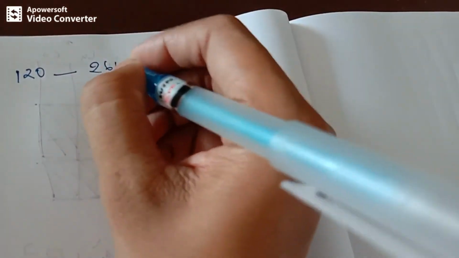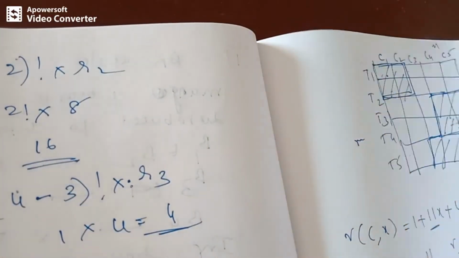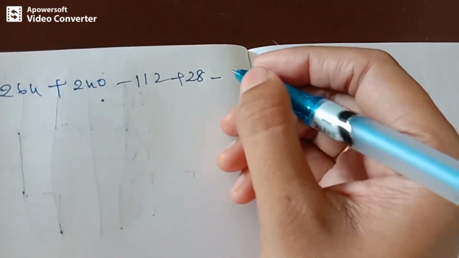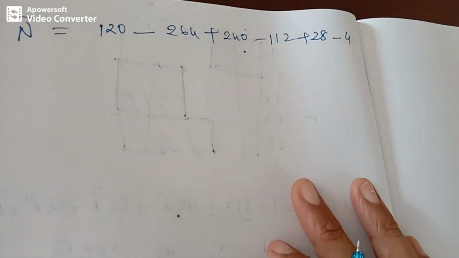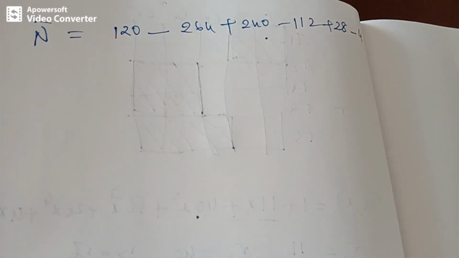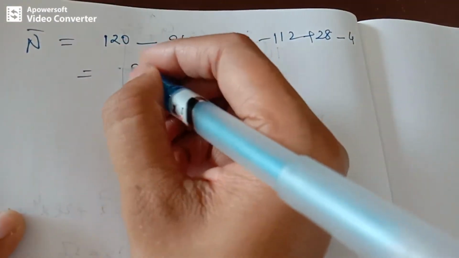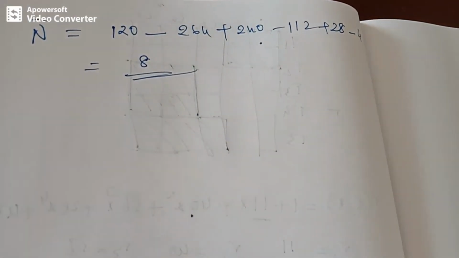So N complement will be S0. The value of S0 we have found out is 120, minus S1. S1 is 264. S2 value is 240. S3 value is 112. S4 value is 28 and S5 value is 4. Okay, so this represents N complement. So the answer to this question is 8. This represents the number of ways in which the work can be done so that no teacher is displeased.